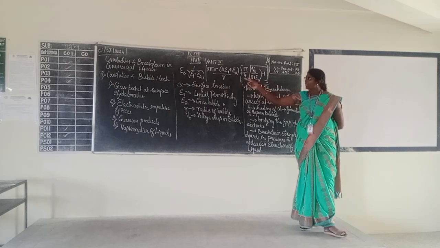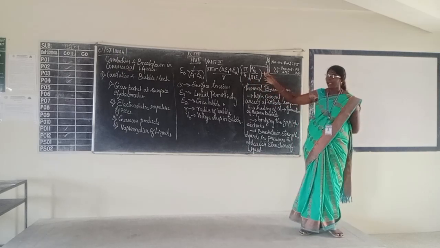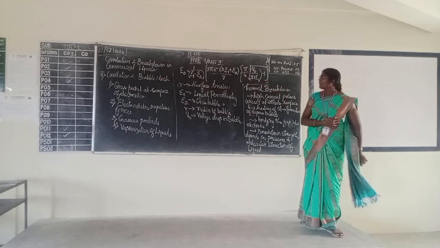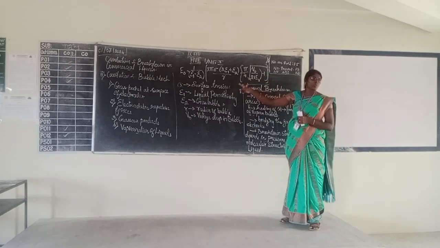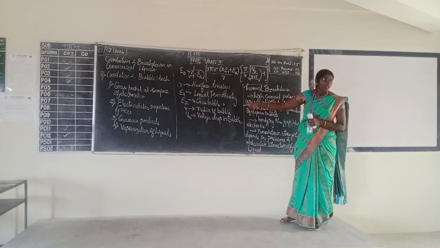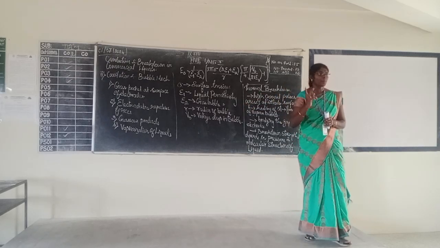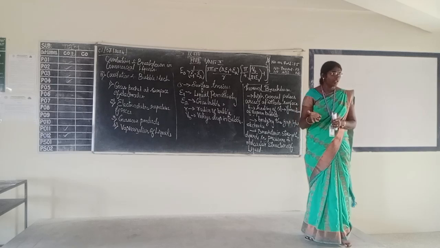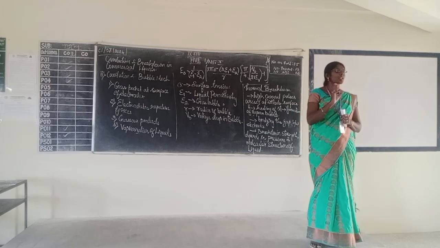Here E naught is equal to 1 by epsilon 1 minus epsilon 2 into 2 by surface tension sigma into 2 epsilon 1 plus epsilon 2. What are epsilon 1 and epsilon 2 here? In the previous suspended particle case, we saw the same permittivities: the permittivity of the liquid and the permittivity of the particle.